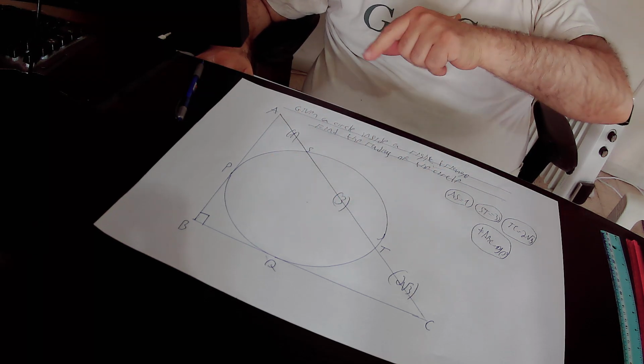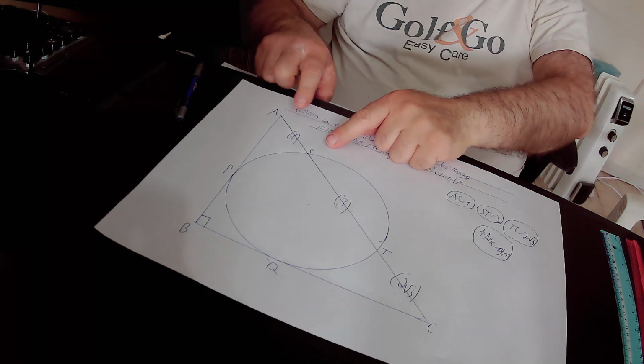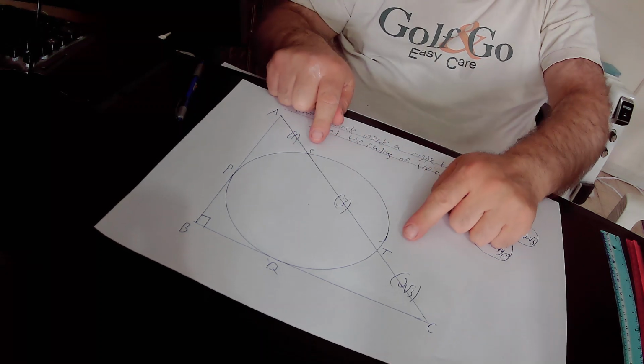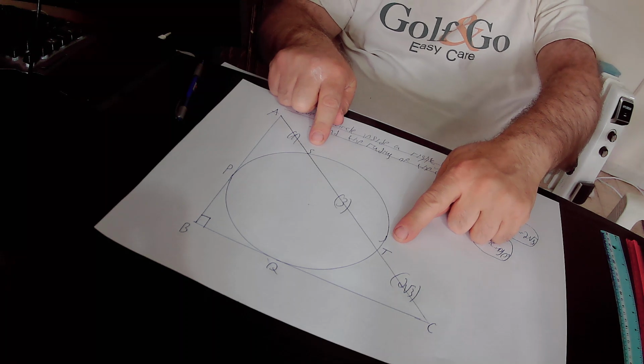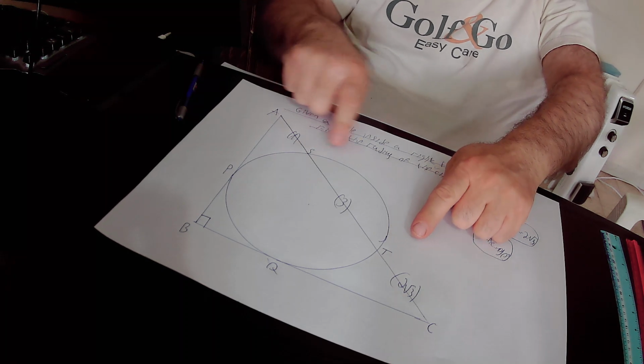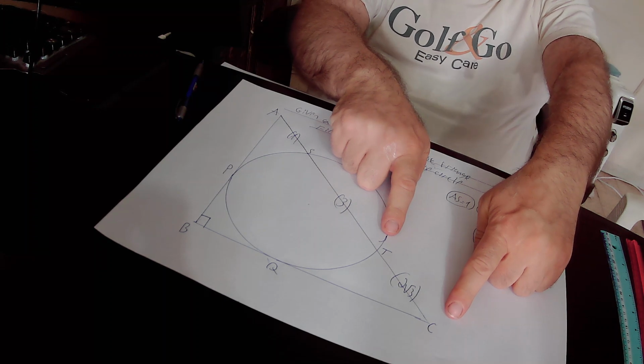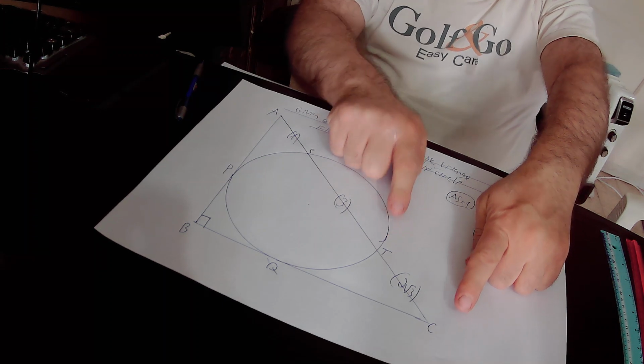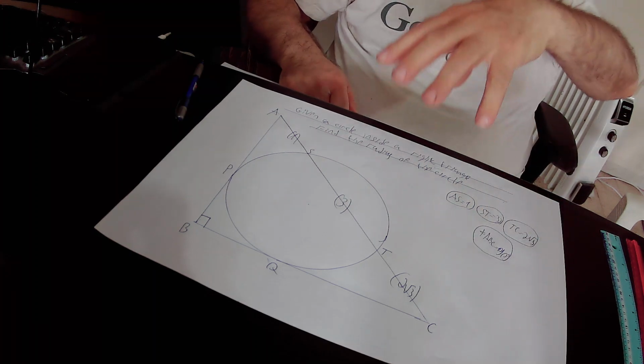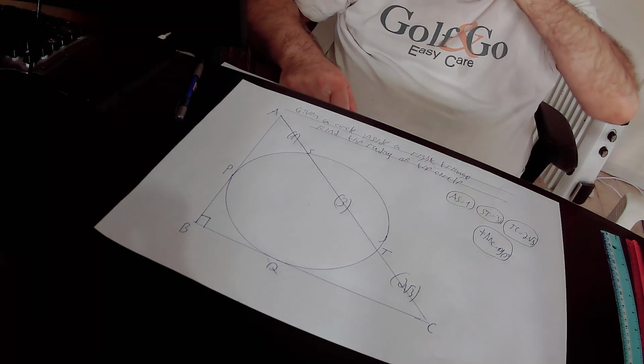In addition, we know that this line segment AS is equal to 1 unit in its length. This line segment ST is equal to 3 units. And this line segment TC is equal to 2 times square root of 3 units in its length. Repeat again that our mission is to find out the radius of this circle.